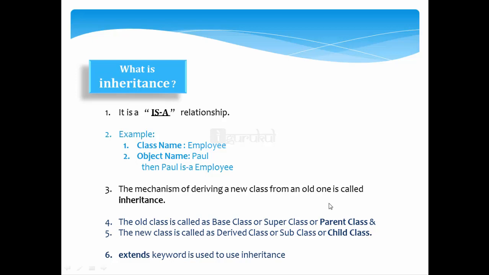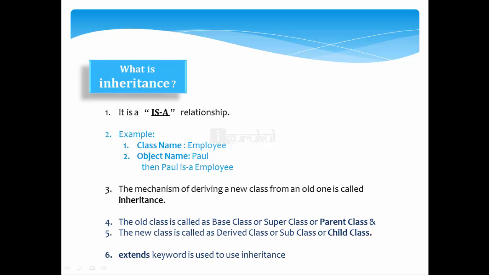So our first point says that inheritance is a relationship. Our fourth and fifth points say that the old class, the first class which we have created, will be called a parent class, a superclass or a base class. And the new class which will be derived from the old one, that is the inherited one, will be called a child class, subclass or derived class. And the last point says that the extends keyword is used to implement inheritance. So these are the few basic important points about inheritance.